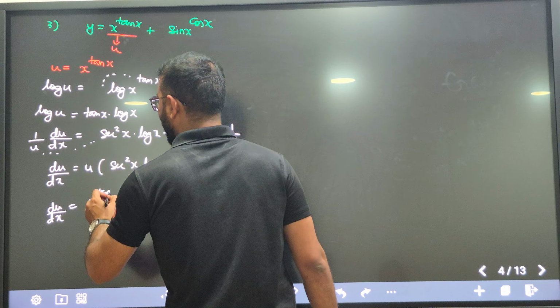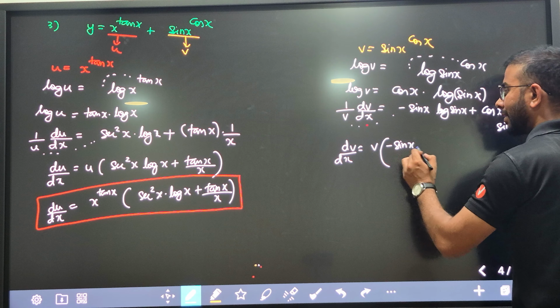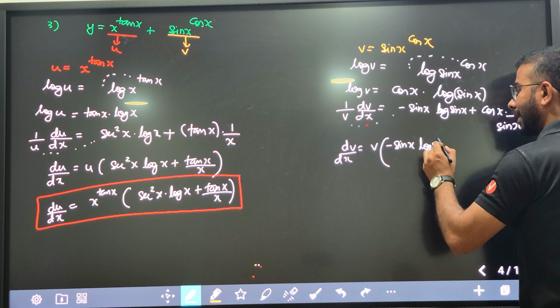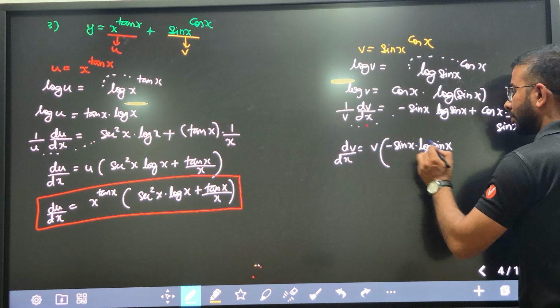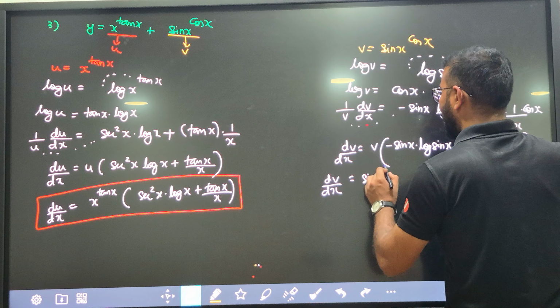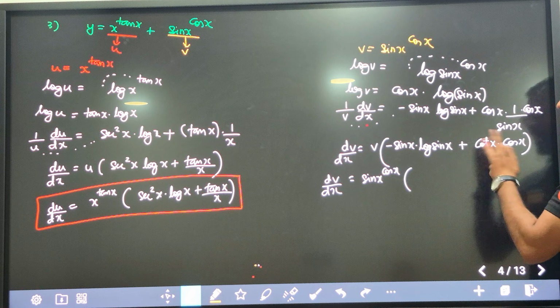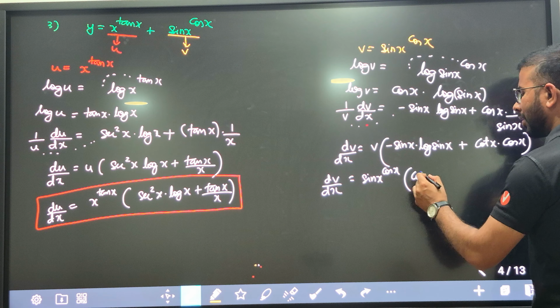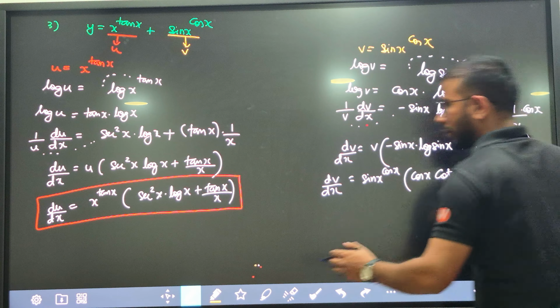So what we have is dv by dx is equal to v into, this is minus sin x into log sin x plus, now what is cos x by sin x? Cot x. So this can be written as cot x into cos x. Now finally we'll write this as dv by dx. What is the value of v? Sin x power cos x. Whole into, we write generally the plus first. Not necessary, but the preferred way.